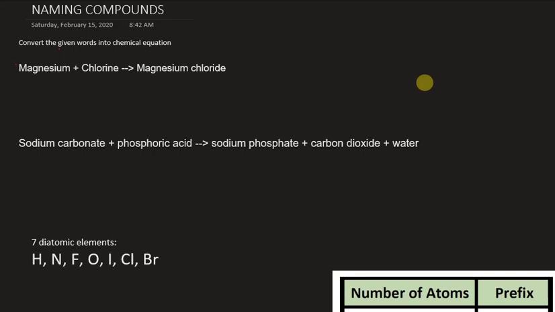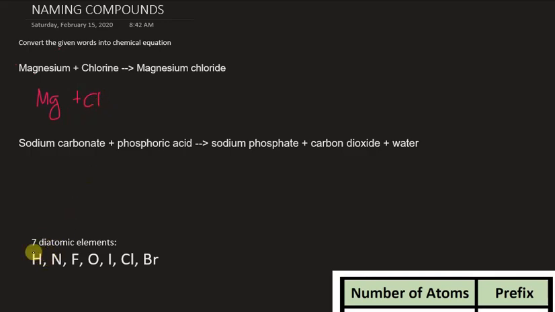Convert the given words into a chemical equation. The given here is magnesium plus chlorine. It will produce magnesium chloride. So simply write the symbol for magnesium, that's Mg, and for chlorine, that's Cl. Well, you have to remember or take note of this one.